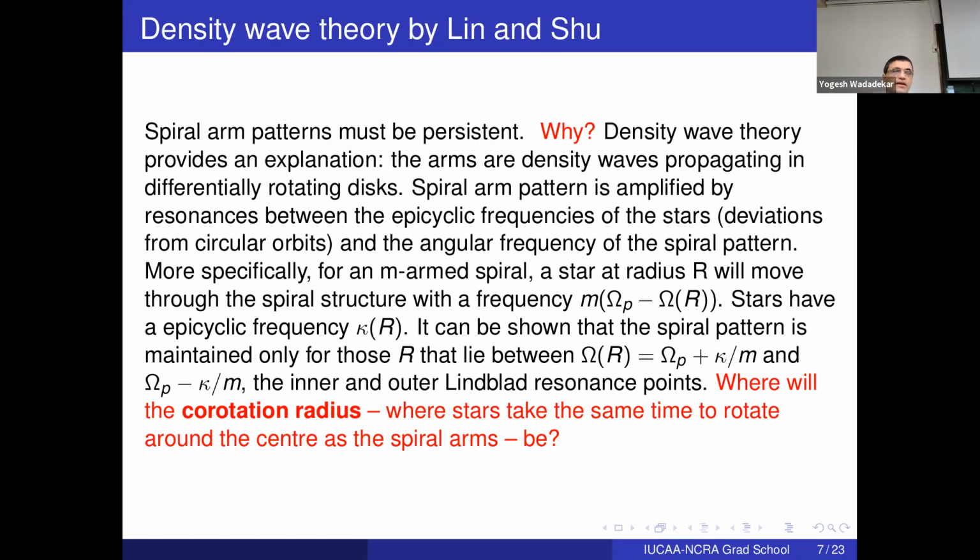Now, for an m-armed spiral, 2-arm, 3-arm, 4-arm spiral, a star at radius r will move through the spiral structure with a frequency of m times omega_p, which is the pattern speed, that's the frequency of the rotation of the spiral arms, minus omega(r). So if there are more spiral arms, m will be higher, and the frequency with which it encounters the spiral arm will also be higher.